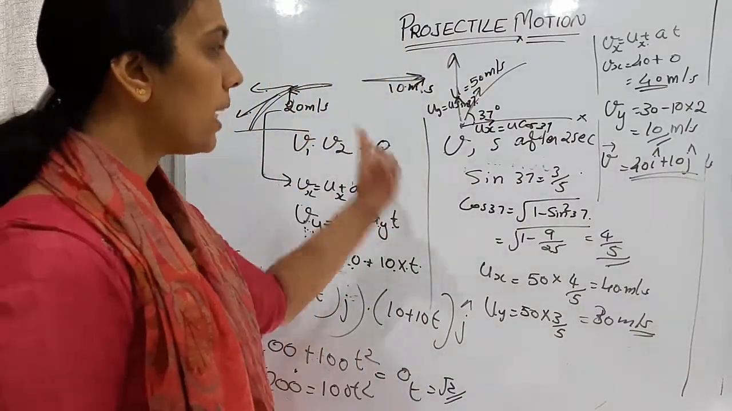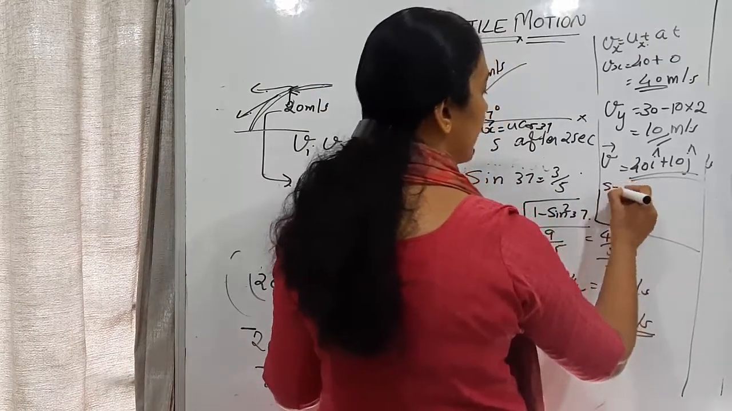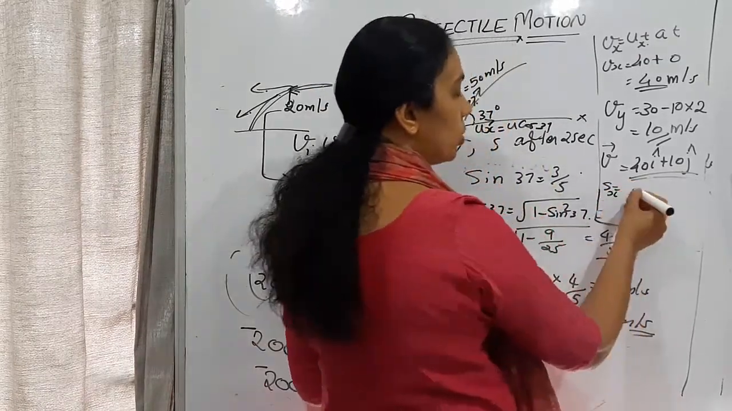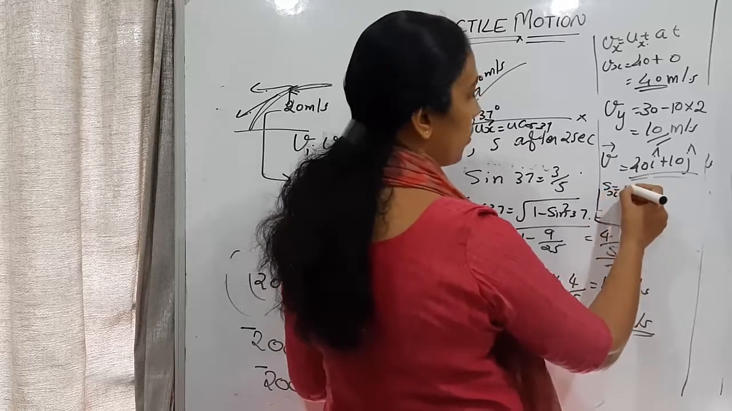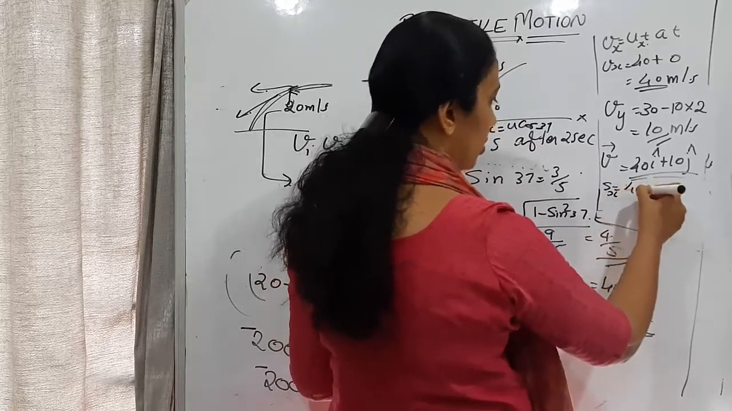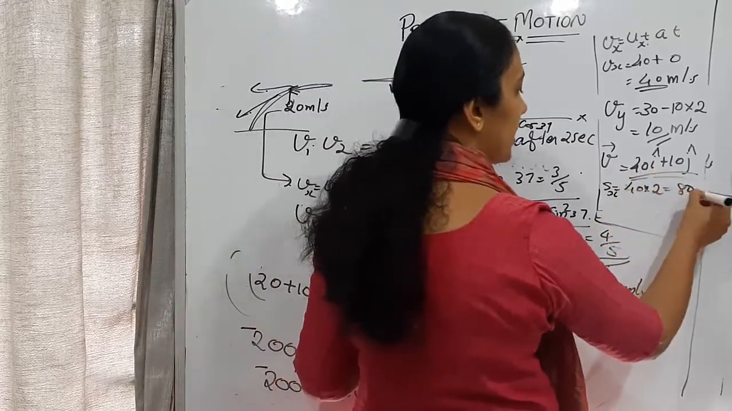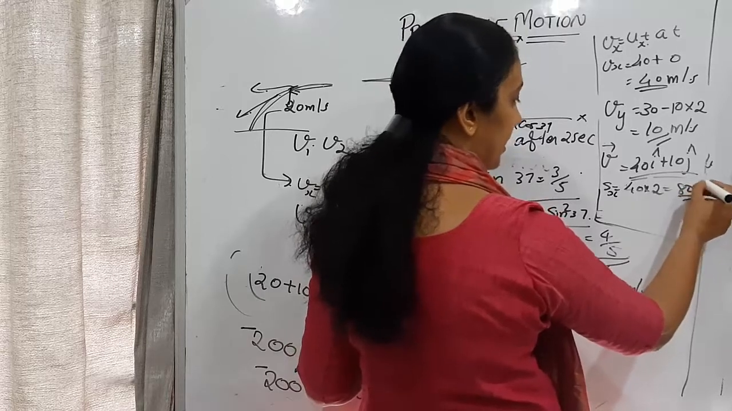Clear? Now, in the same way we can find the displacement. How can we find it? S is equal to ut plus half at square. Sx equals ux, which we got as 40, into t which is 2, plus half at square. A is 0, therefore we get displacement as 80 i cap.